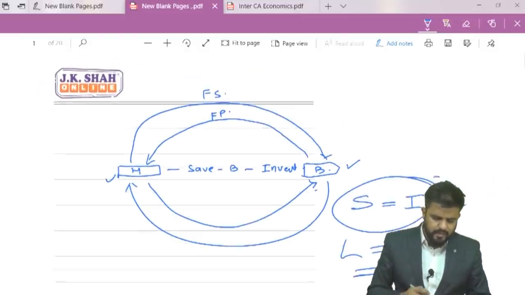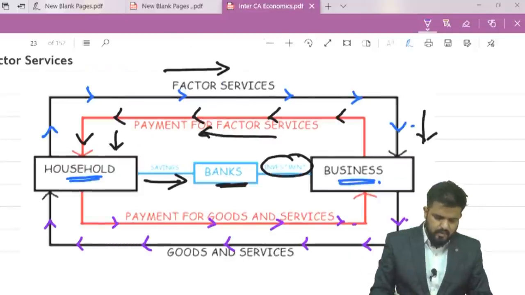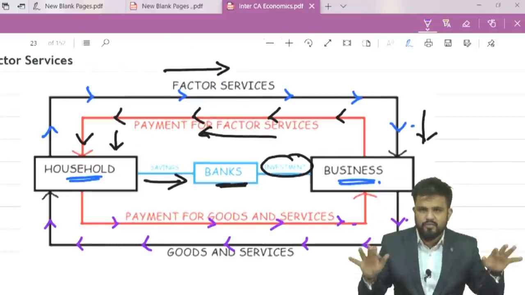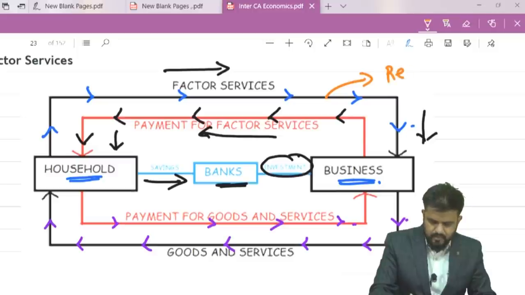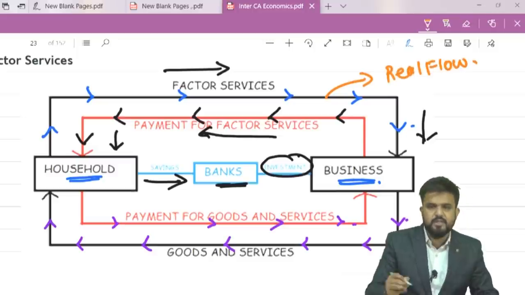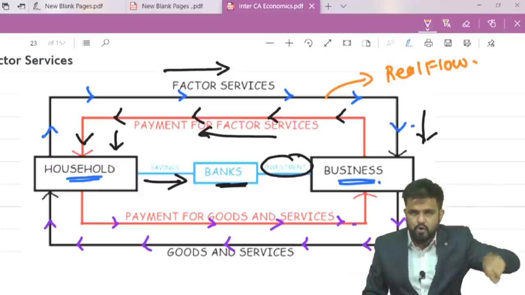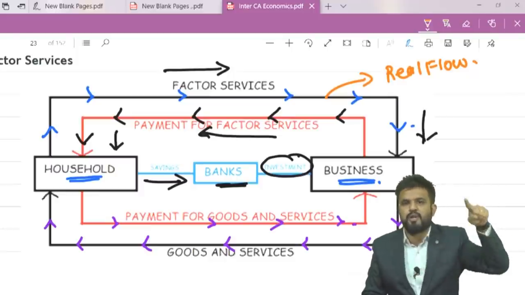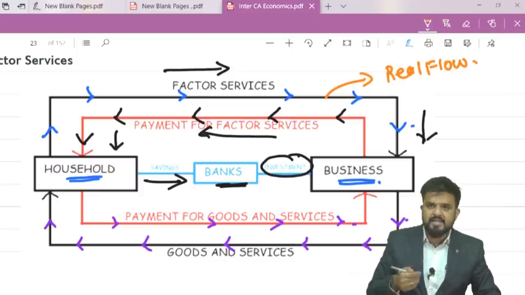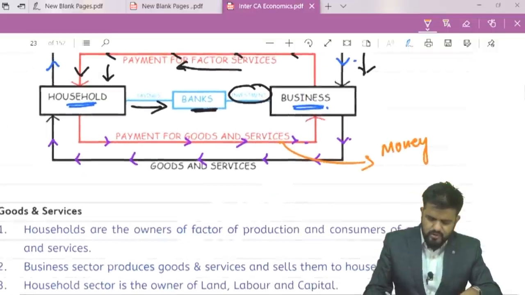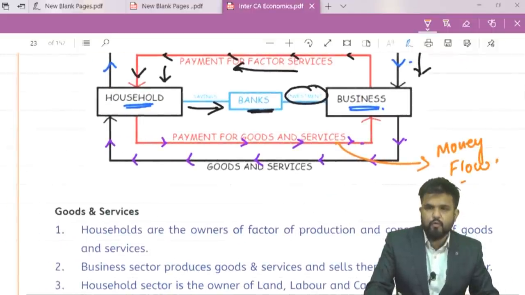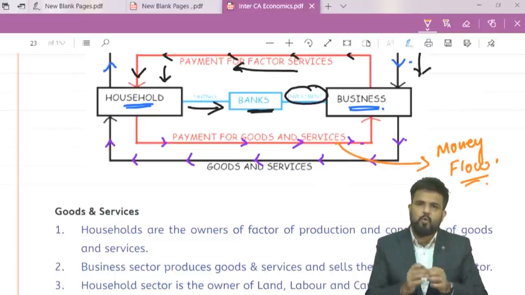This was a very simple understanding. And are you able to see the outer circle of the diagram? The black color outer circle represents real flow. It represents which flow? Real flow. Output, goods and services output, represents real flow. And the inner circle, this red color inner circle, represents what? Students, it represents money flow.